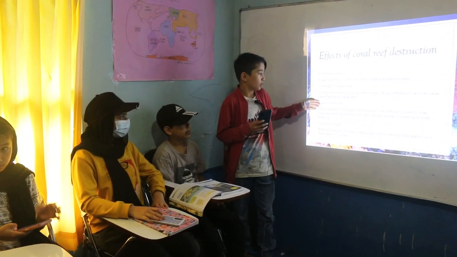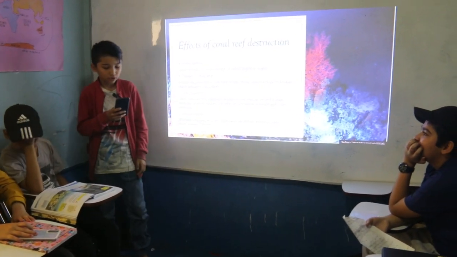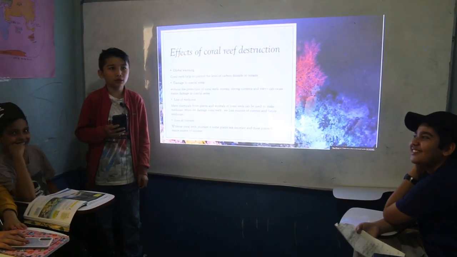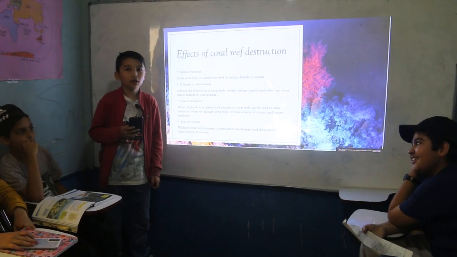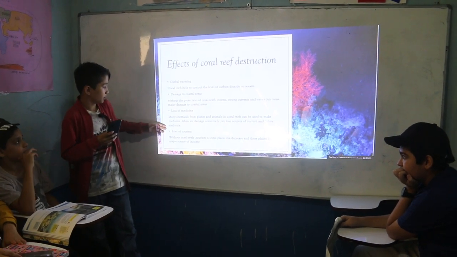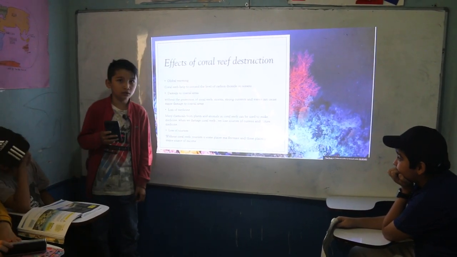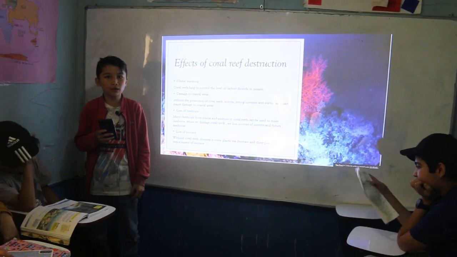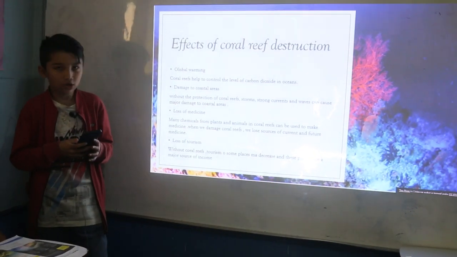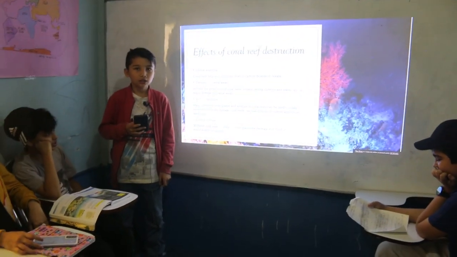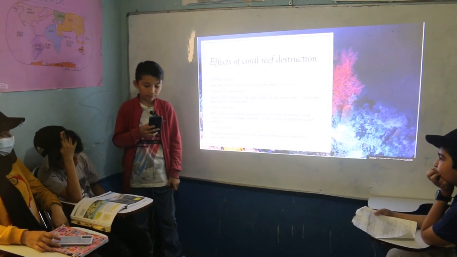The third point is loss of medicine. Many chemicals from plants and animals in the coral reefs can be used to make medicine. Without the chemicals of the coral reef, we do not have current or future medicine. The fourth point is loss of tourism. Without coral reefs, tourism would decrease in some places and it would lose a major income. Number five, loss of marine life. The coral reefs provide habitat, feeding, spawning and nursing to over a million aquatic species, such as harvested fish.